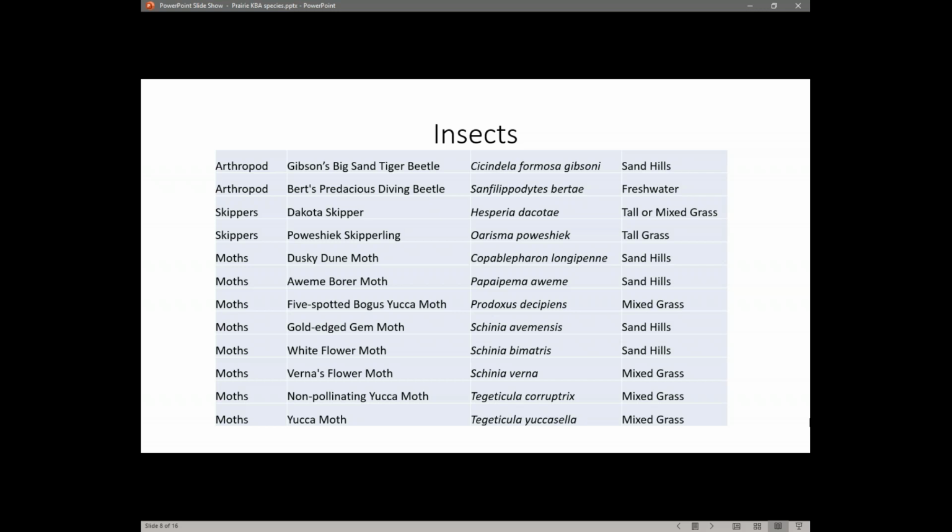So we have the sandhills in Manitoba that are coming up with the gold edge gem and the white flower moth. Those fit within the Manitoba sandhills, and of course they are also found in Saskatchewan, and the gold edge gem all the way to Alberta, we're finding. So that will tie in with those sandhills. These are just various species from across the three prairie provinces that are signaling as KBAs for species.